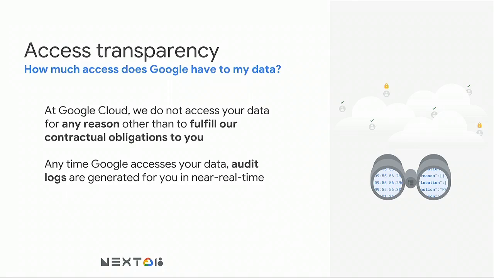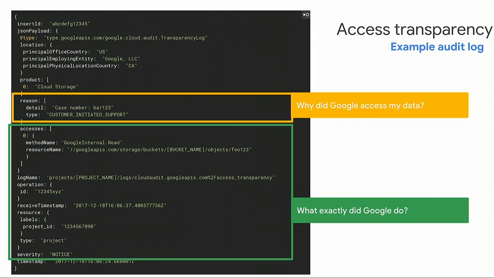And it turns out by far the most common one, I think over 95% of these access events happen because our customers, you guys, asked us to access your data as part of, say, a support case. But on top of that, you don't have to take our word for it. Whenever Google accesses your data, we'll create an audit log for you in near real time, so that you can hold us accountable to that statement there. So let's take a quick look at what one of those audit logs looks like.